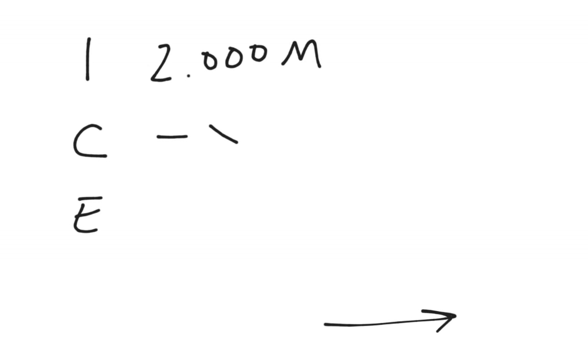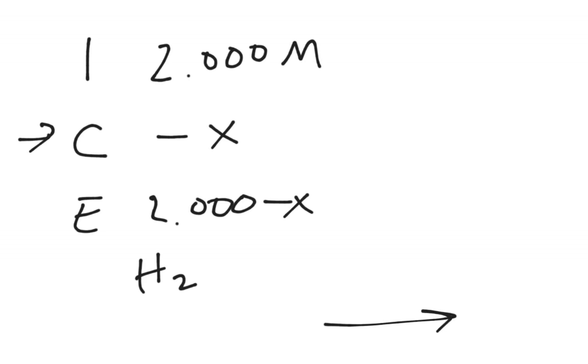So I'm going to minus an X from that. I don't know how much of it I'm going to be using up. That's what the problem is going to be telling me, is how much. What is that change going to be? I just know that I'm going to use it. So my equilibrium will be 2 minus X. This is going to be the same for my H2 and my F2. They're going to have the exact same thing.